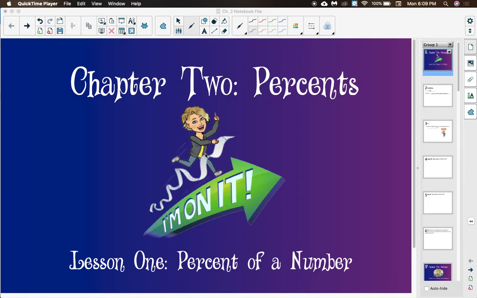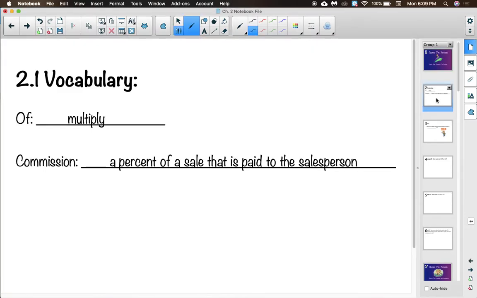Okay, so we're starting our first lesson of chapter 2. This whole entire lesson is on percents, and it's a lot of useful math that you're going to use through a lot of your high school and adult lives. So let's get started. 2 vocab words in this lesson.